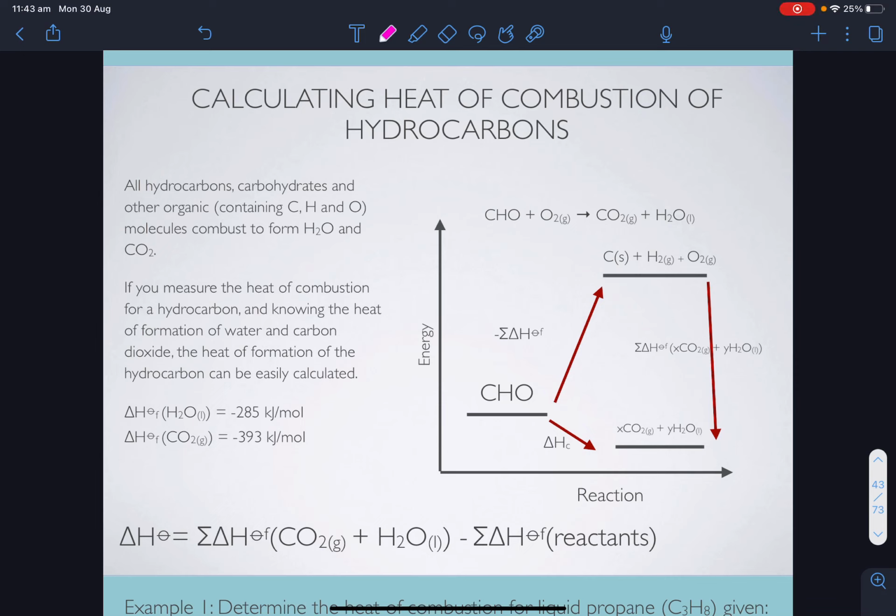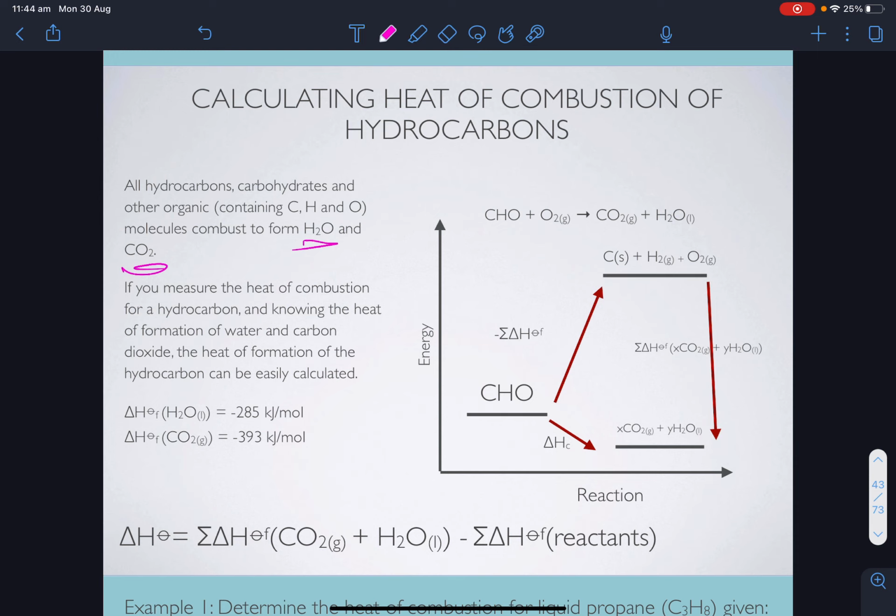So one application for the heat of formation is we can use heat of formation values to calculate the enthalpy values for combustion reactions of hydrocarbons. Okay, more detail on that, a lot of big words. Remember that all hydrocarbons, carbohydrates and other organic molecules, so fancy words for anything that just involves carbon, hydrogen and oxygen in compounds, any of these combust or react with oxygen at high temperature to form water and carbon dioxide. So they've always got the same products, just at different stoichiometric ratios, okay?